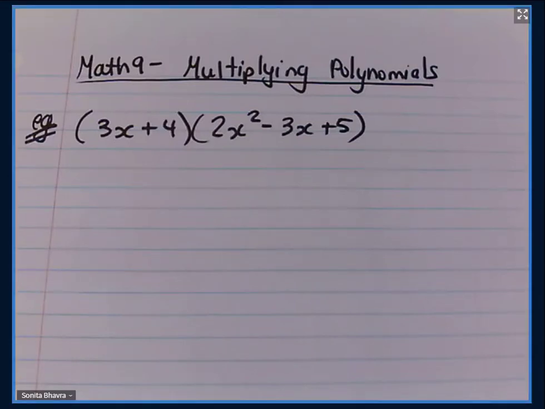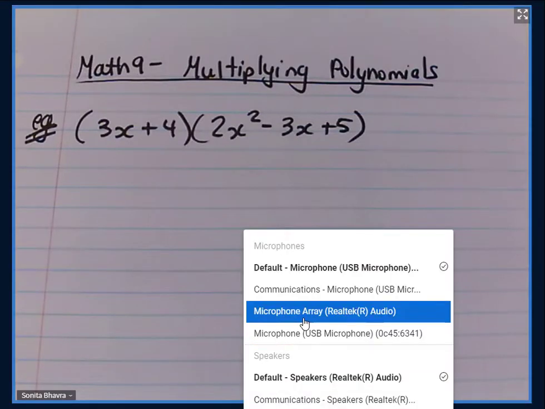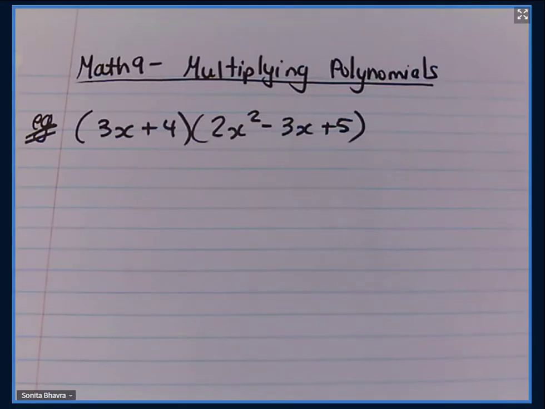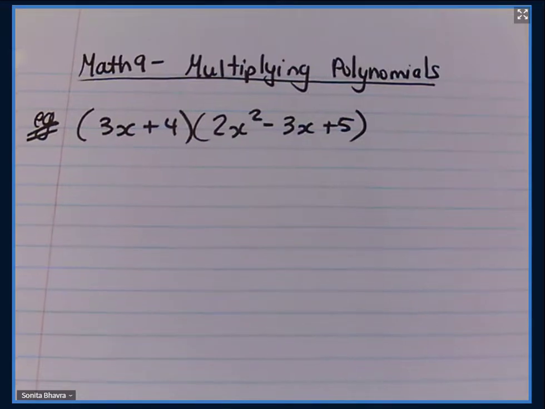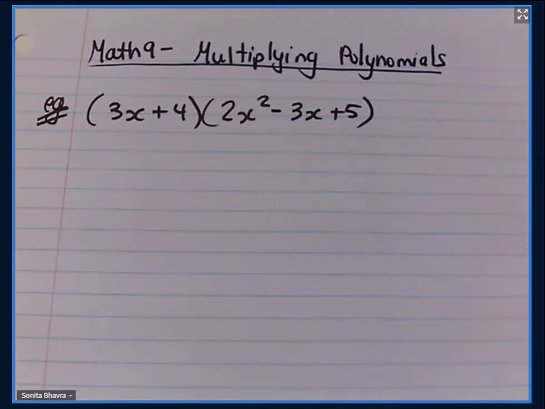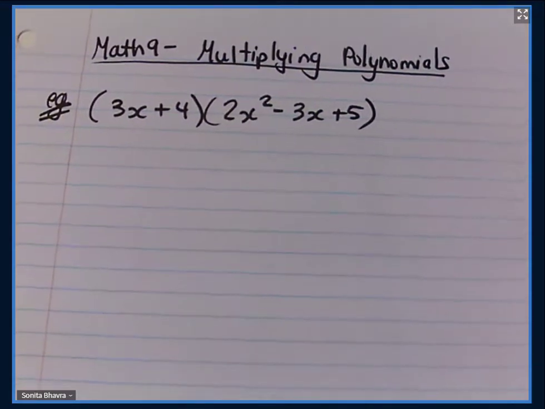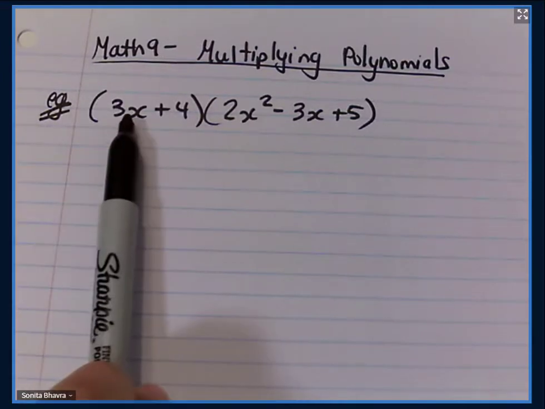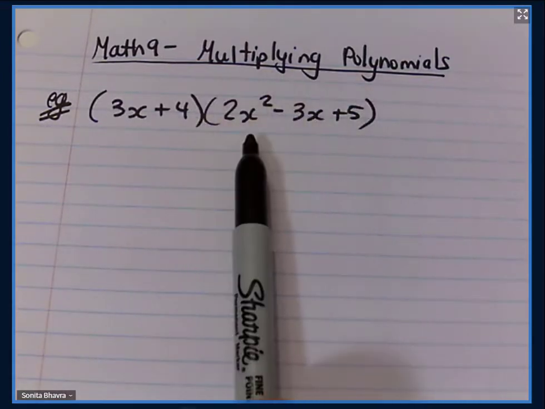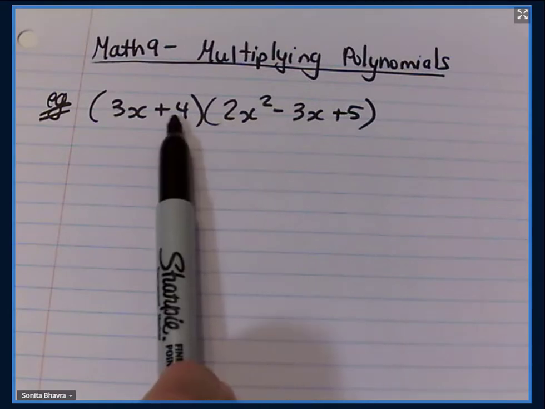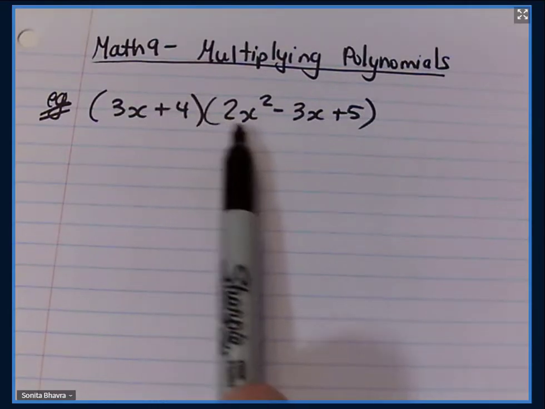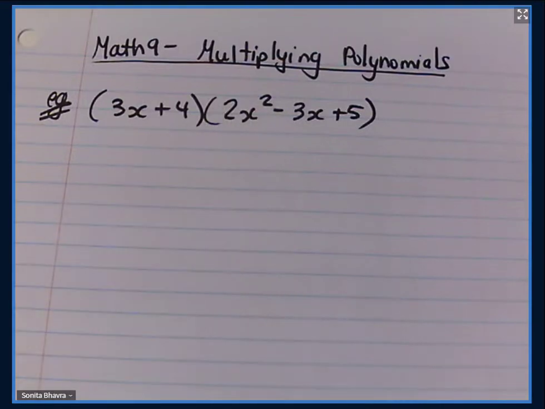All right, this lesson is for Math 9s, and we're looking at multiplying polynomials. We're going to look at multiplying a binomial or greater by a trinomial or greater. And we're going to use our distributive property method to do this question. We're going to take this 3x and multiply it with our trinomial, and then take the plus 4 and multiply it by that trinomial, and just show that in that distributive property method.